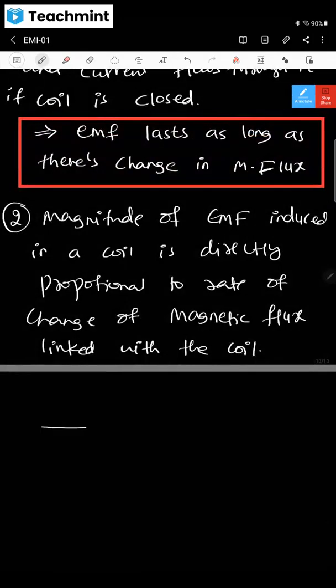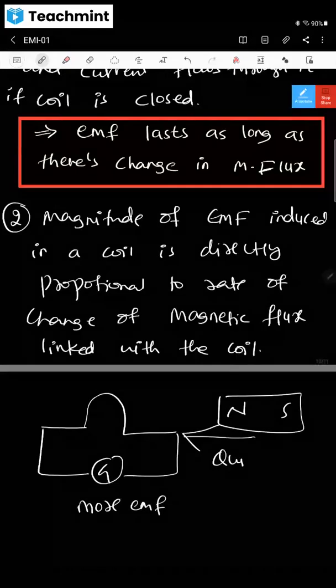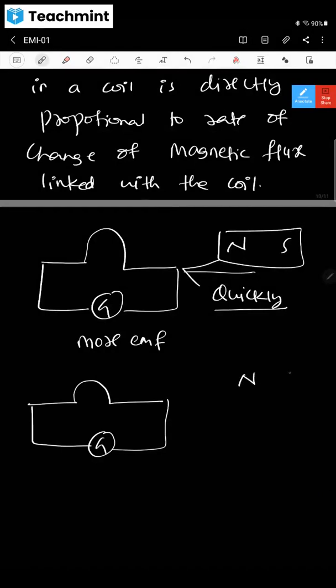For example, here is the coil. If you are moving this magnet very quickly, then more EMF is produced. I mean the flux is changing very fast, right? So it will show more deflection. Now, this coil is there and you have connected the galvanometer. But if you are moving this North Pole and South Pole magnet slowly, then less EMF is produced.